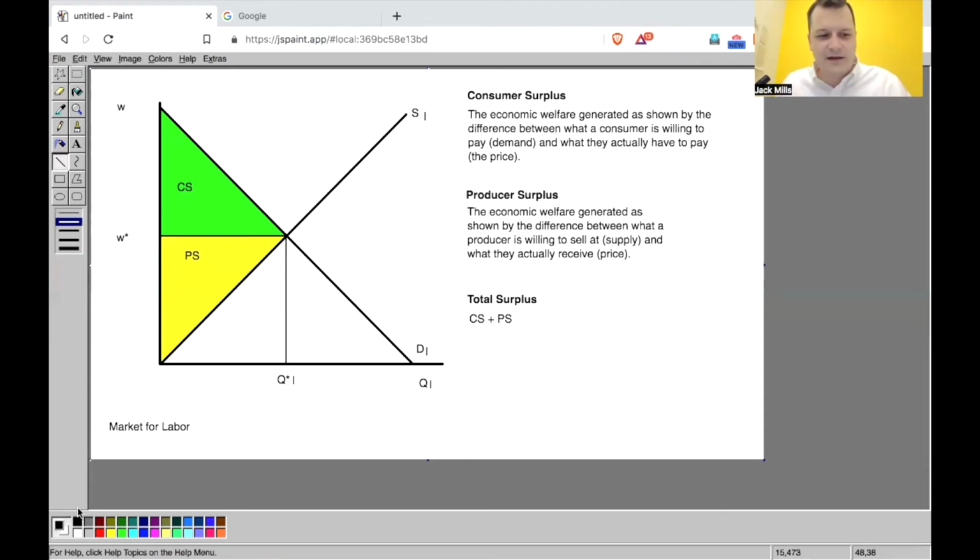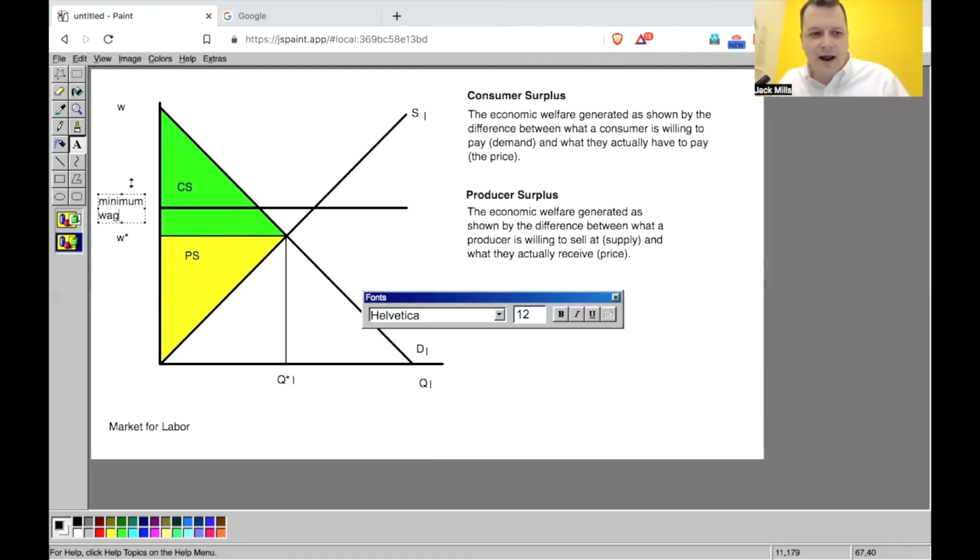let's take this with a thicker weight, right? Because the heavy hand of government is going to come in and say, you know what? W star is too low. We need to have a higher minimum wage so that we get elected because it looks like we're doing something good for society when in fact we're not really. So let's label this minimum wage, okay?